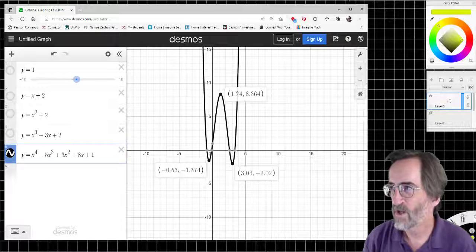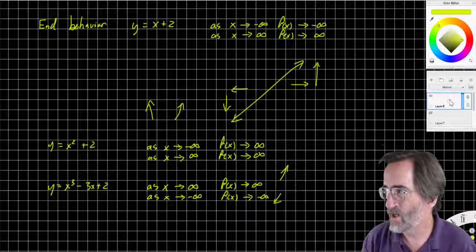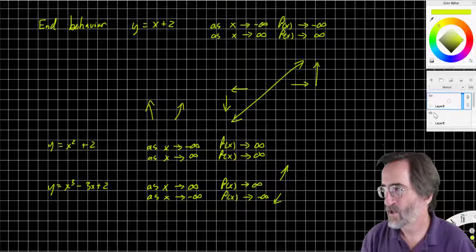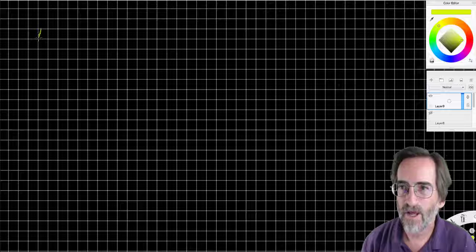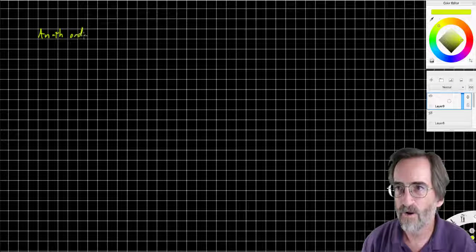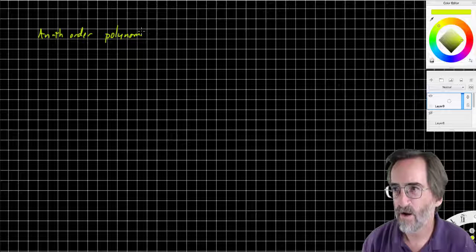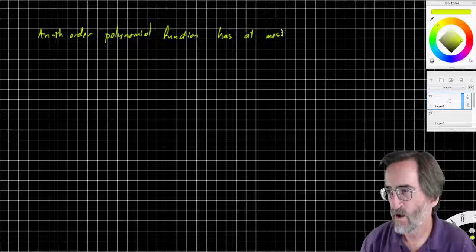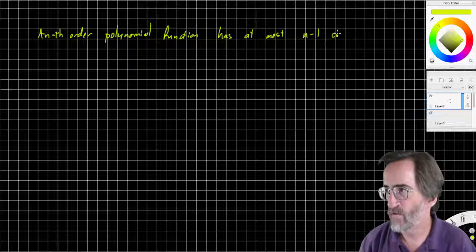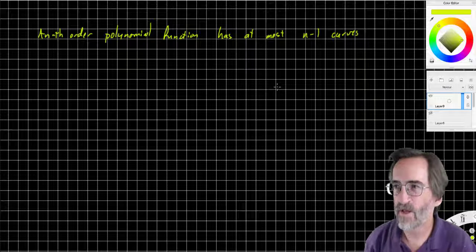And so we want to talk for a minute about how to tell the end behavior. First of all, a couple of things. The end behavior and the curves. All right? So here's kind of a rule. An nth order polynomial function has at most n minus 1 curves. Okay?